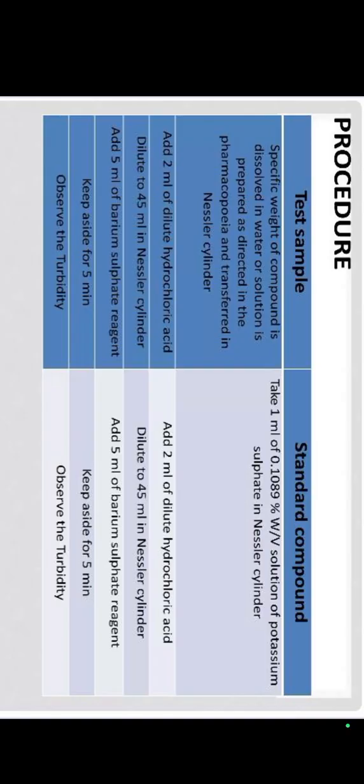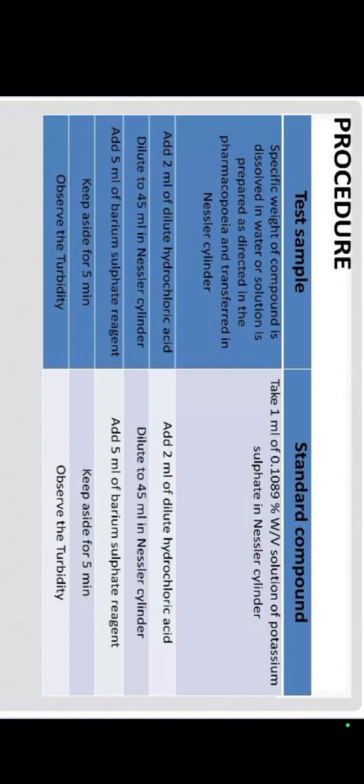Take 1 ml of potassium sulphate solution in a nested cylinder and add 2 ml of diluted hydrochloric acid, and dilute with water to 45 ml in the nested cylinder. Next, we add 5 ml of barium sulphate reagent. These are all added and kept aside for 5 minutes. After 5 minutes, observe the turbidity.